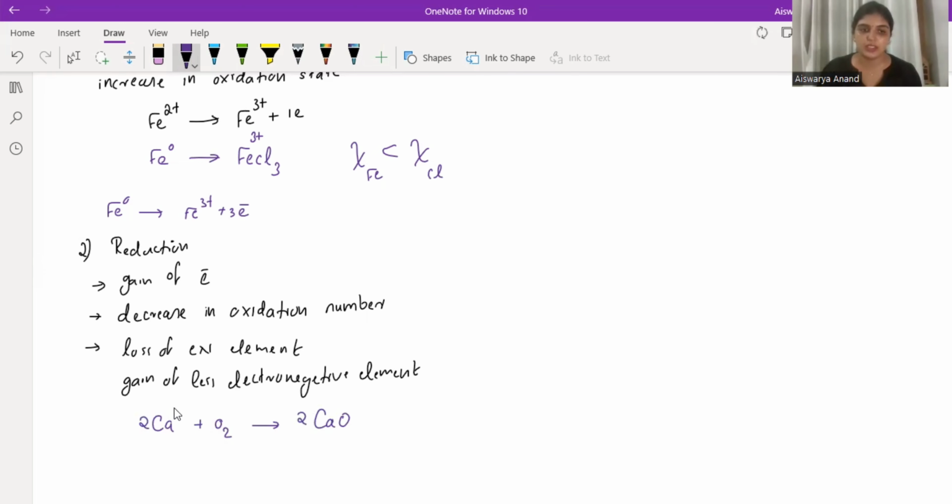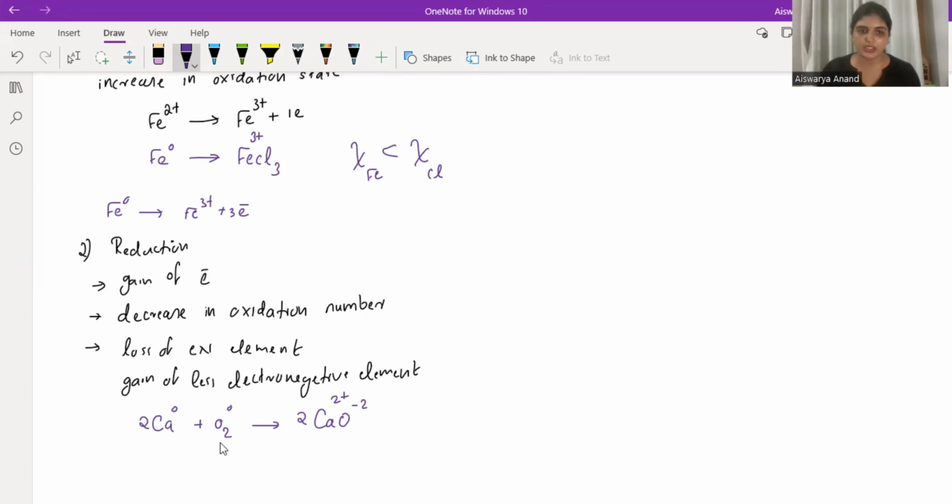Look at the oxidation number. This was 0 over here, this became 2 plus. And this was 0 over here, became minus 2. Now, from the previous definition, it's very clear that calcium is undergoing oxidation and oxygen is undergoing reduction.